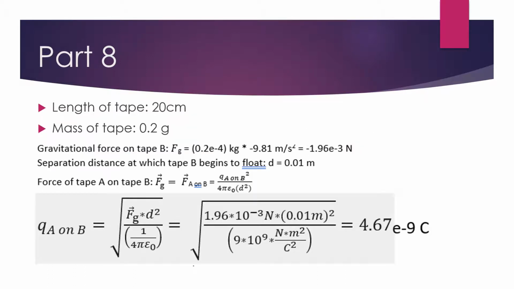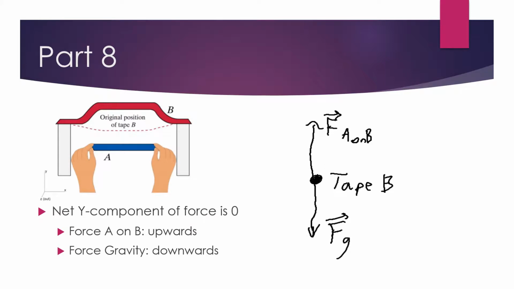With the length of tape being 20 centimeters and the mass of tape being 0.2 grams, you can calculate the force of gravity using the gravity constant, so F equals mg, and you get negative 1.96 e to the negative 3 newtons. The separation distance, which I measured with a ruler, between the top and bottom tape was 1 centimeter, so 0.01 meters. With this, you could set the force of gravity equal to the force of the bottom tape on the top tape for our force diagram right here, since they're both equal.